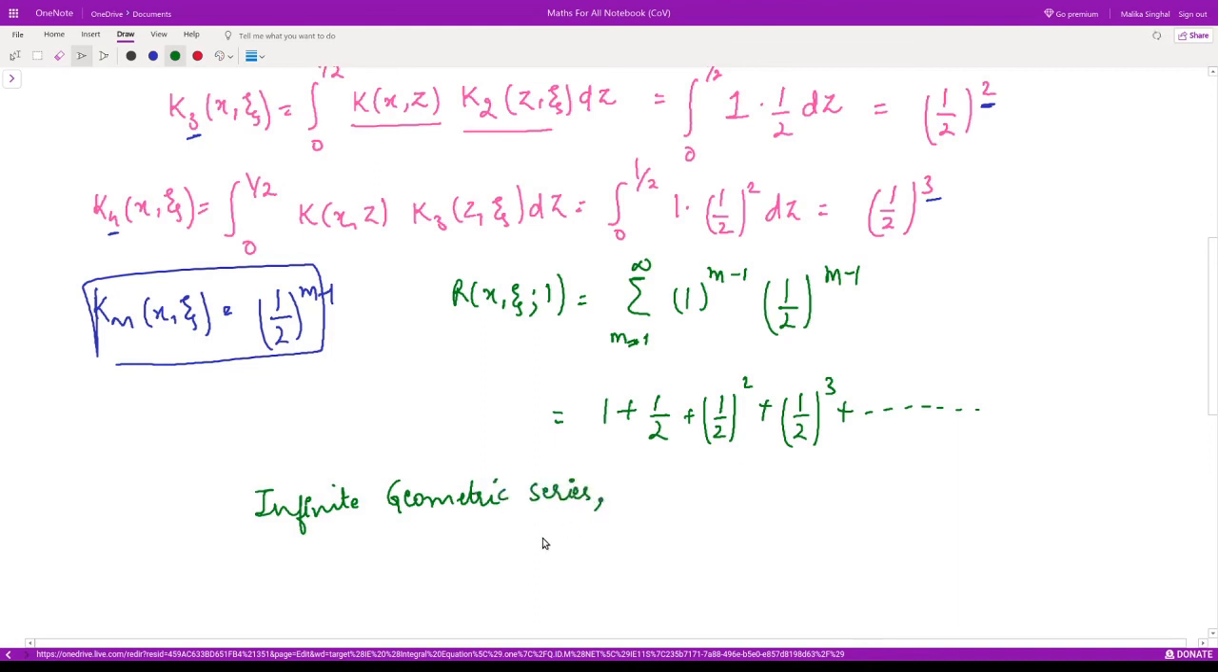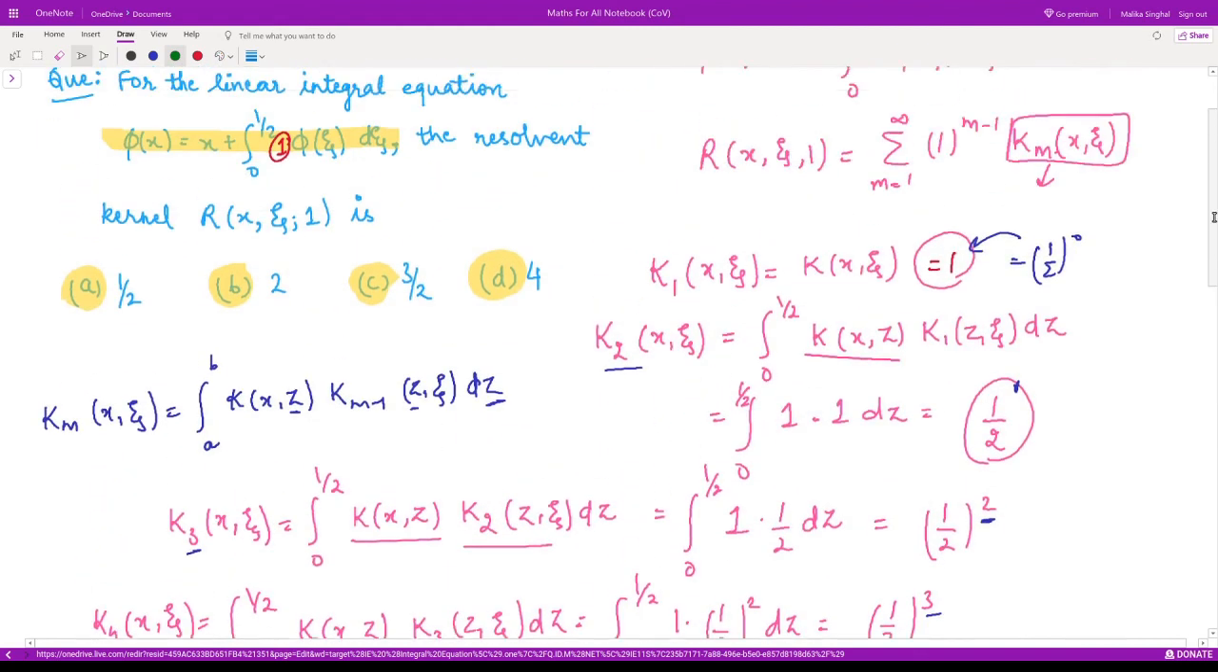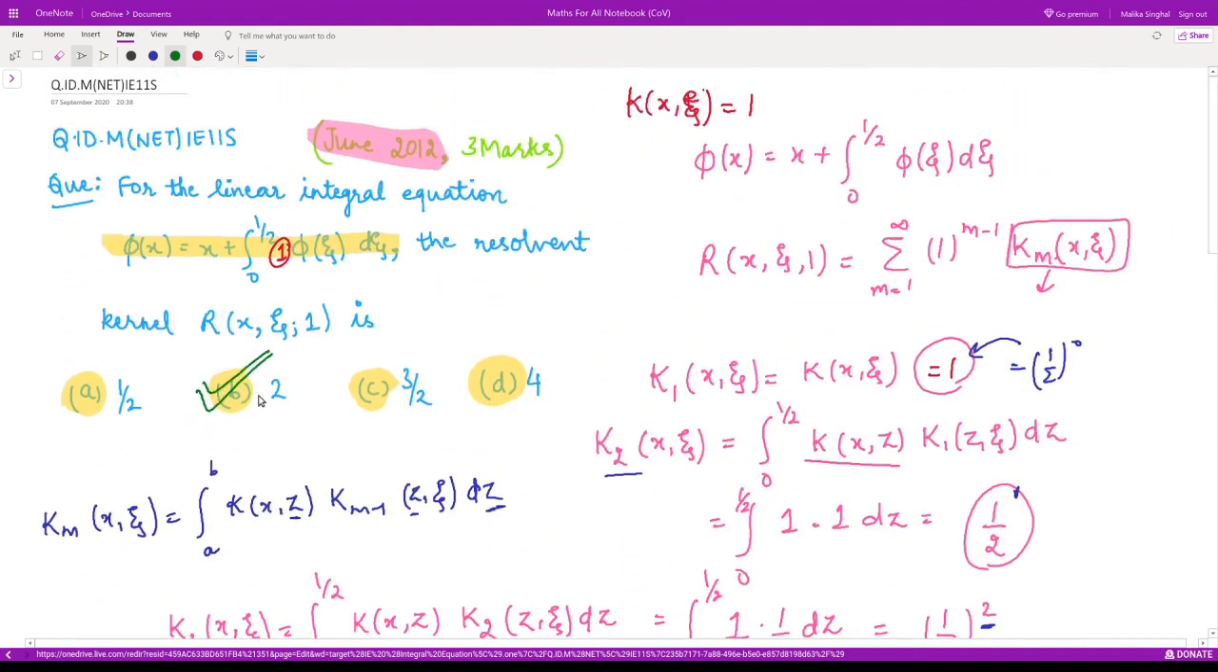Its sum can be calculated because the common ratio is equal to 1 by 2, whose modulus is less than 1. So it is convergent. And how can we calculate that? It is given by the first term, that is 1, divided by 1 minus the common ratio, that is 1 by 2. So that would be equal to 2. So the resolvent kernel here in this case is equal to 2. So option B is the correct option. The value of this resolvent kernel is equal to 2.